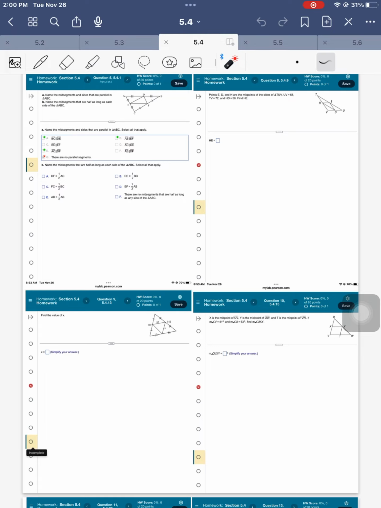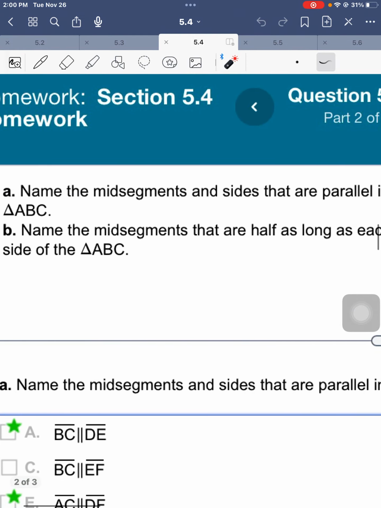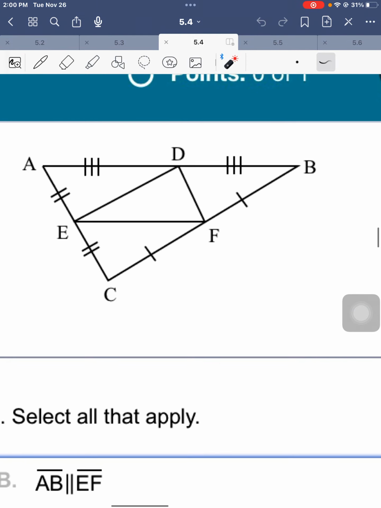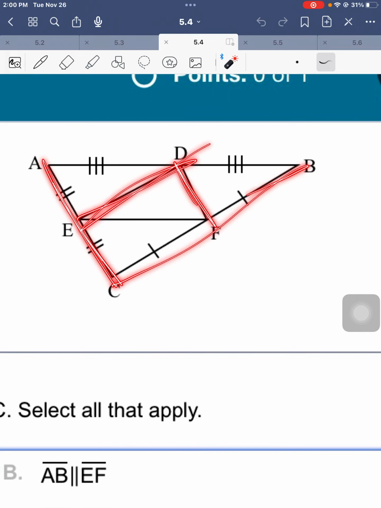We know that it's asking us to name the segments and the sides that are parallel. So let's do that. EF is the midsegment and is parallel to AB. DF is the midsegment of AC, and ED is the midsegment of BC. Now, EF is parallel to AB, right? We just did that. DF is parallel to AC, and ED is parallel to CB.